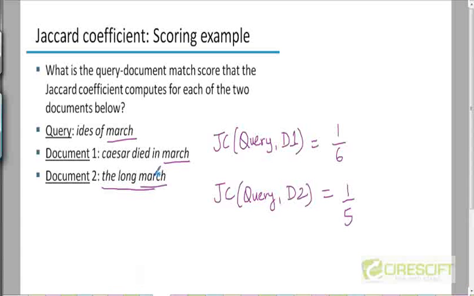Here the word March does not stand for the month, it stands for some other meaning, and it's not relevant to the assassination of Caesar. So document 1 is the document that's more relevant to the query. But if you look at the score, document 1 has a lower score than document 2. That indicates that this scoring scheme we have come up with is not exactly proper.